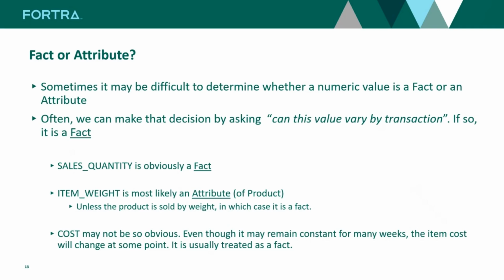Cost may not be so obvious. Your unit cost for an item may change only rarely, in which case you might make it an attribute. However, your costs may change on a very regular basis, so it may be best tracked as a fact.